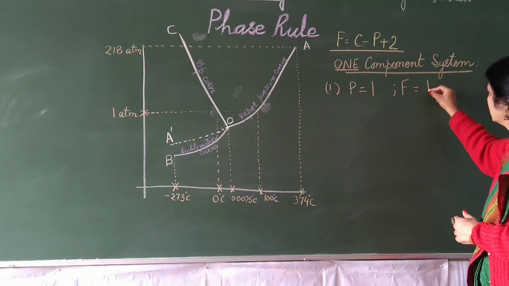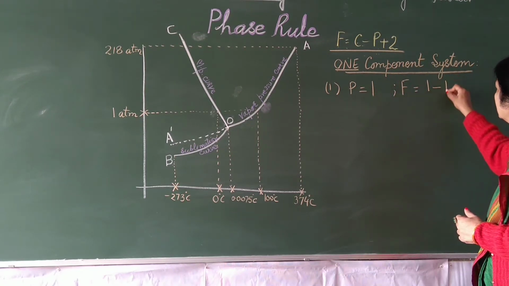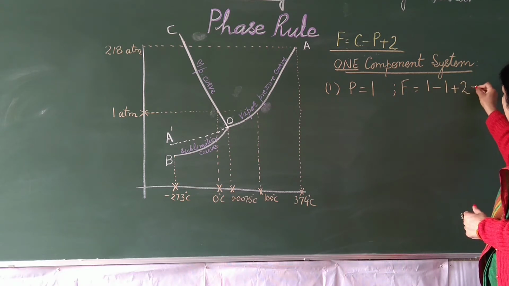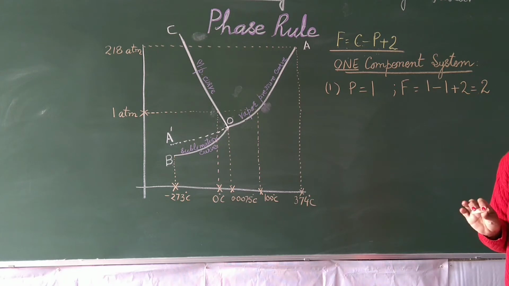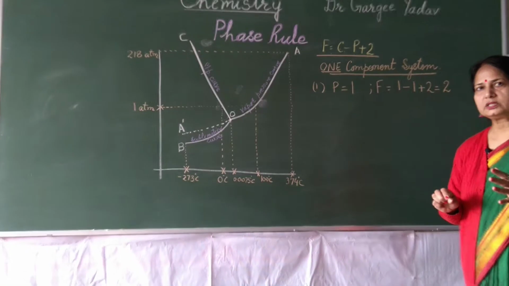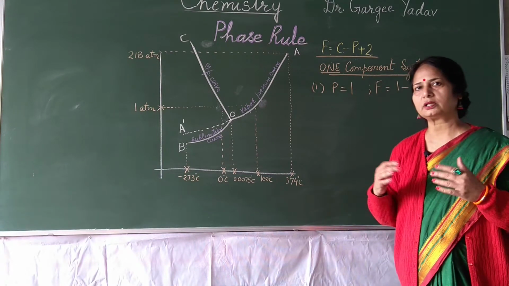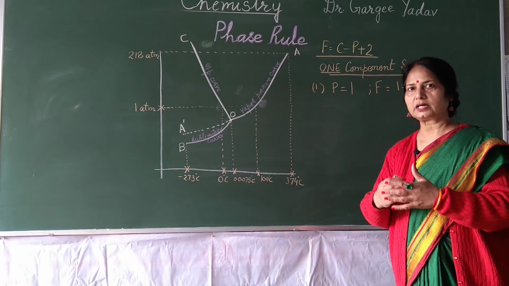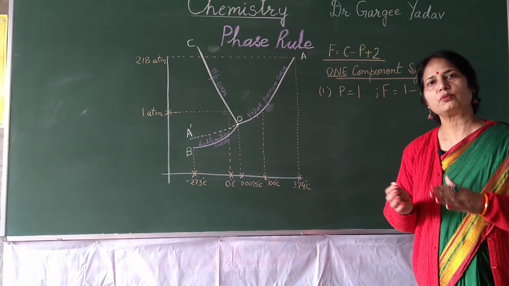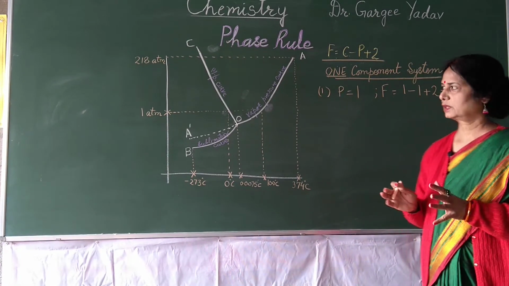So, C will be 1 minus 1 plus 2. This comes out to be 2. This means that the system is bivariant, that is, the degree of freedom is 2. This means if we are taking the temperature and the pressure variables into consideration for studying the phase equilibria, then both have to be fixed.